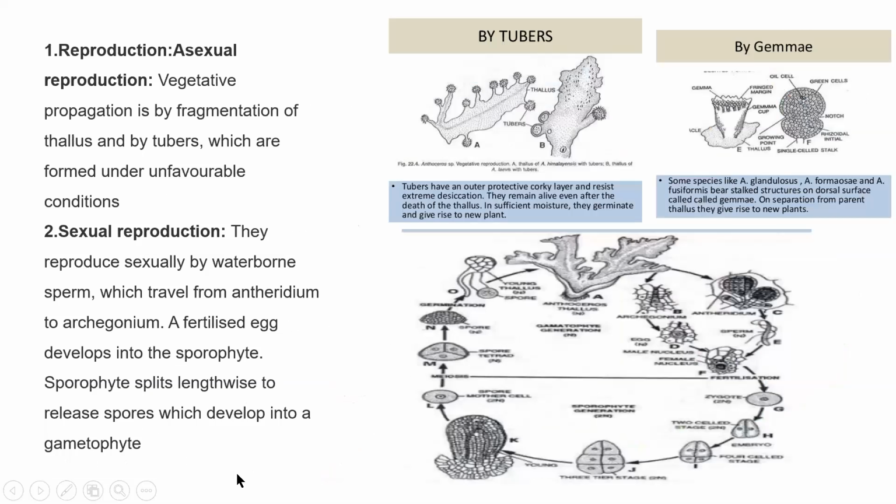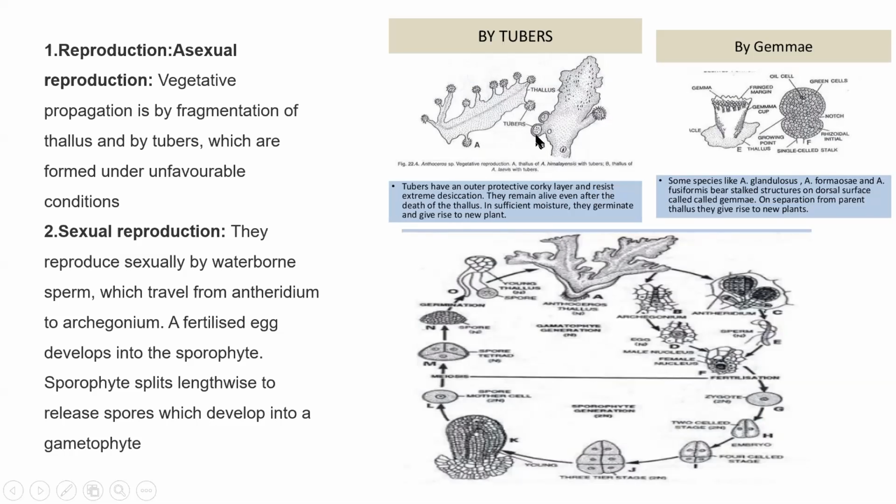Then we will move on to the reproduction seen in Anthoceratopsida. Apart from fragmentation, some species also show a gemma cup, like Anthoceros glandulosus. It has a gemma cup. Okay, and apart from that, you have tubers which are developed in some places in the thallus. They have an outer protective corky layer.